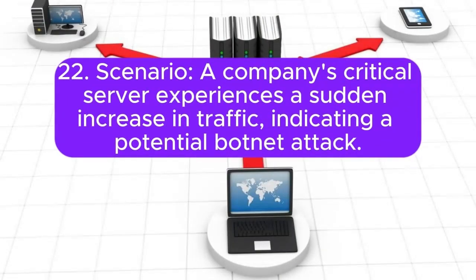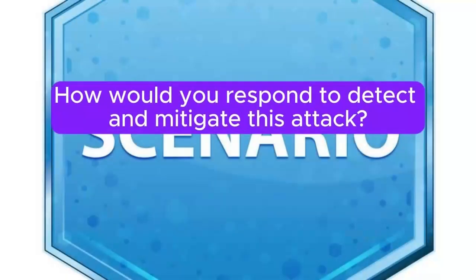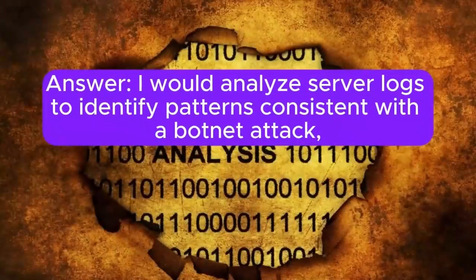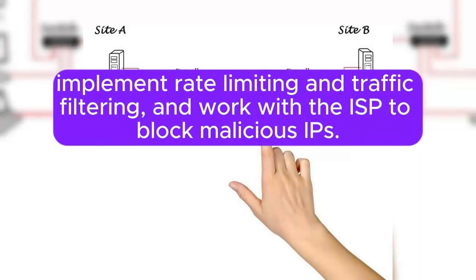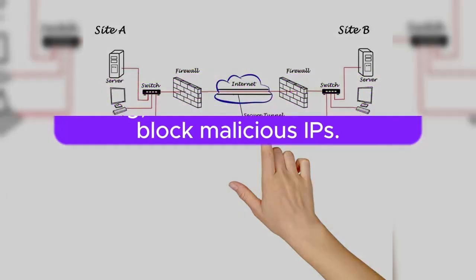22. Scenario: A company's critical server experiences a sudden increase in traffic, indicating a potential botnet attack. How would you respond to detect and mitigate this attack? Answer: I would analyze server logs to identify patterns consistent with a botnet attack, implement rate limiting and traffic filtering, and work with the ISP to block malicious IPs.